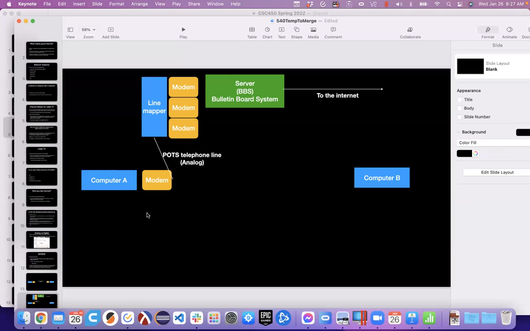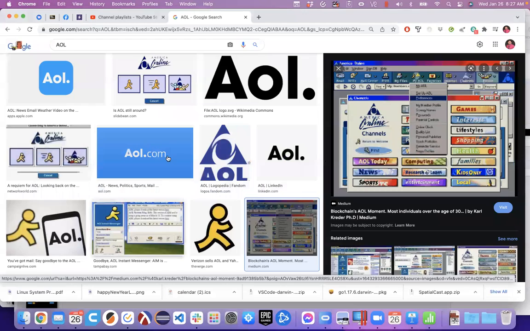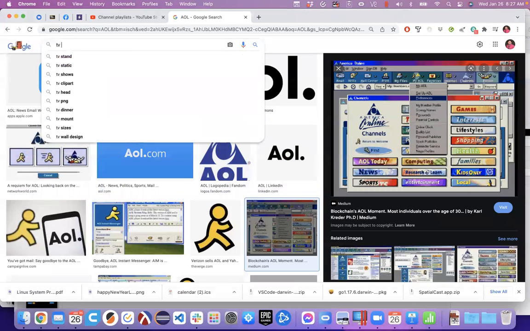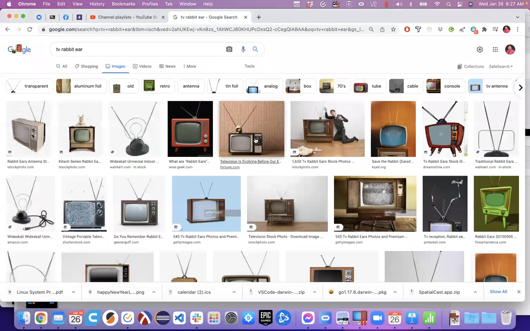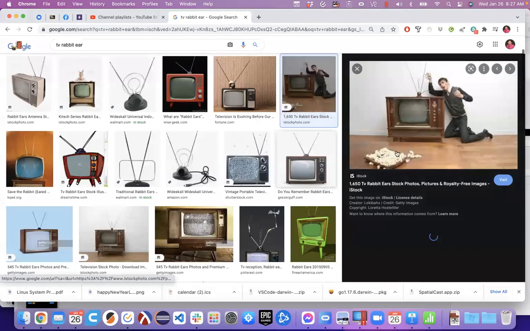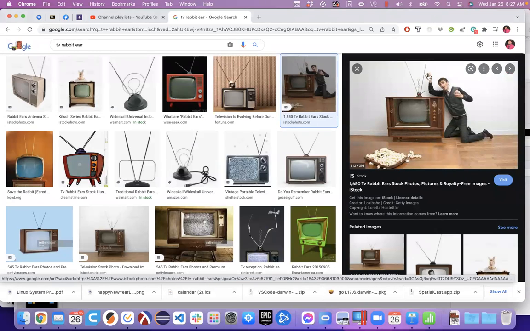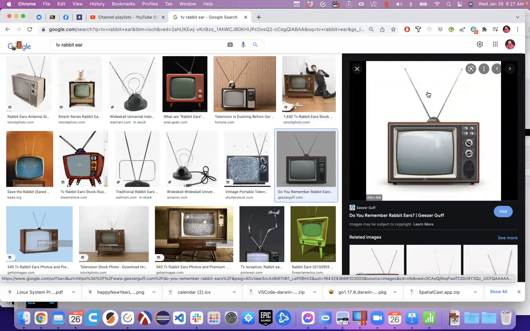And you've probably seen some analog technologies before. Have any of you ever watched TV and had those antennas on top of your TV? A lot of times we call them rabbit ears. TV rabbit ears. Yeah, these guys. Any of you ever have a TV set that had something like this on top of it? It probably looked a little bit more like this, or maybe like this.